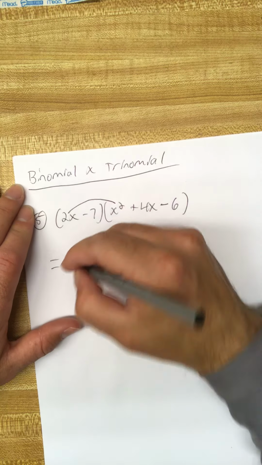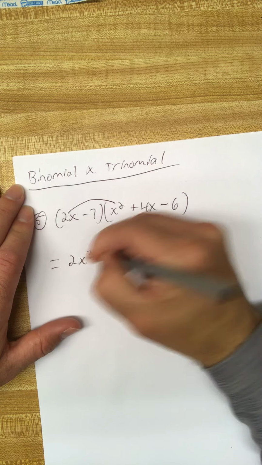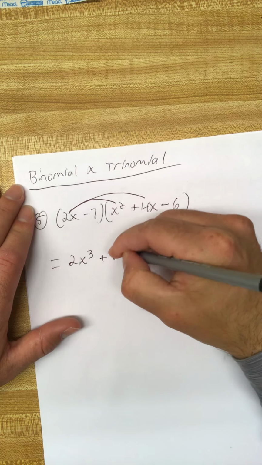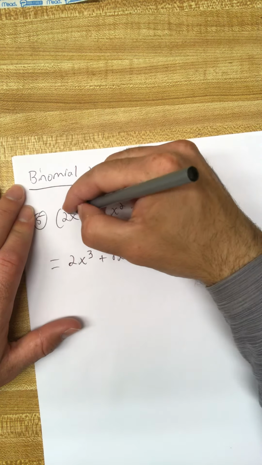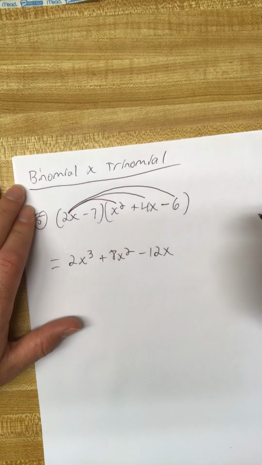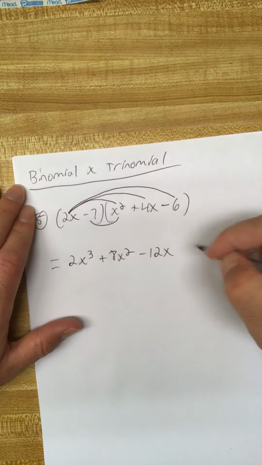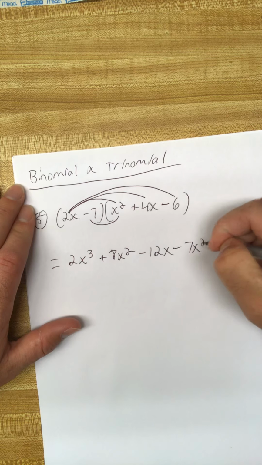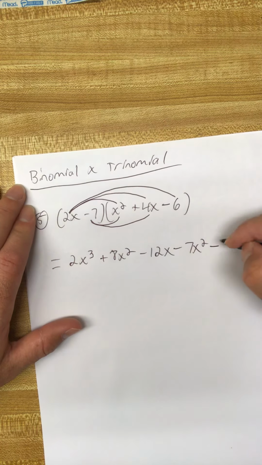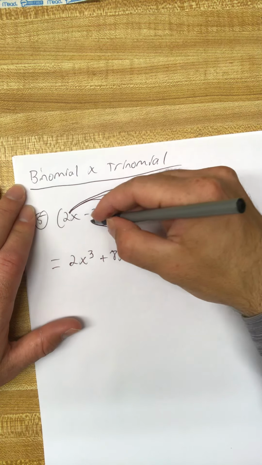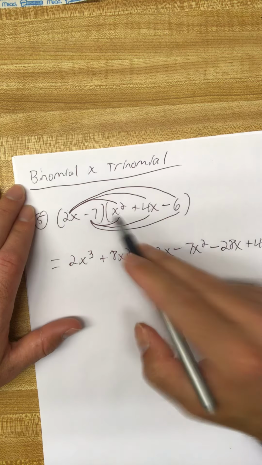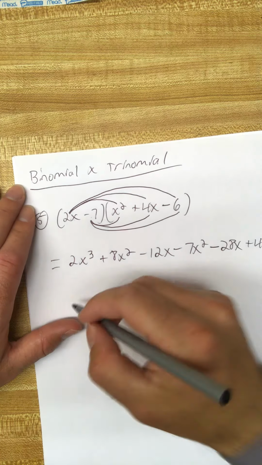To start off, I'm going to distribute 2x to all three terms in that trinomial. So 2x times x squared is 2x to the third. 2x times 4x is 8x squared. 2x times a negative 6 is minus 12x. Negative 7 times x squared is minus 7x squared. Negative 7 times 4x is negative 28x. Then negative 7 times negative 6 is positive 42. Again, negative times a negative gave me a positive.